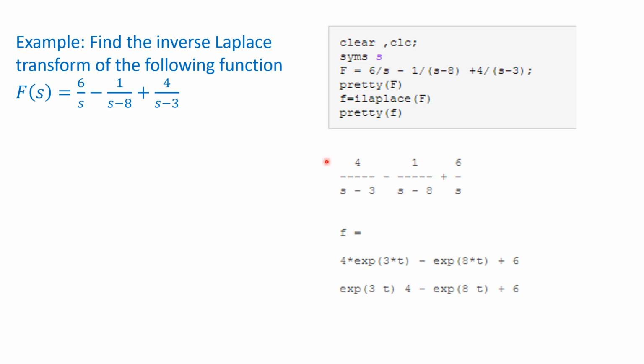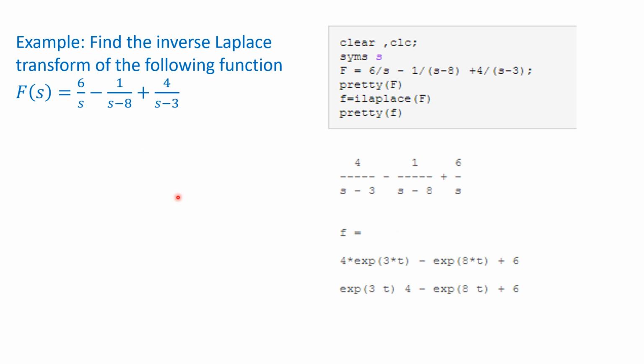So here, this line is simply a repeat of what capital F is here: 6 over s, and then 1 over s minus 8, and then plus 4 over s minus 3. That's given by using this pretty capital F function, which simply spits out this line here. Then small f equals ilaplace of big F. That's your inverse Laplace transform right here. And I used this pretty small f function, which didn't really produce anything that much prettier than the original version was.